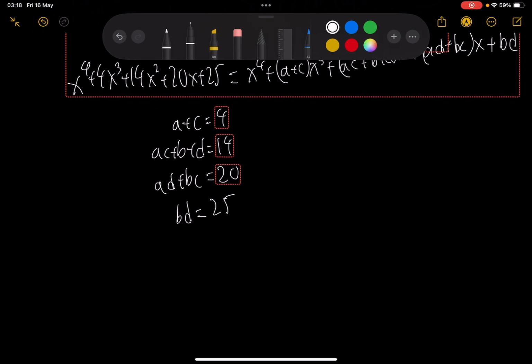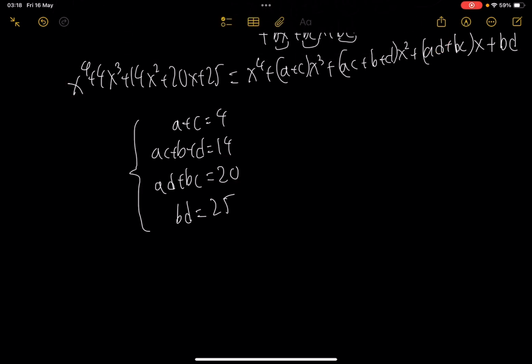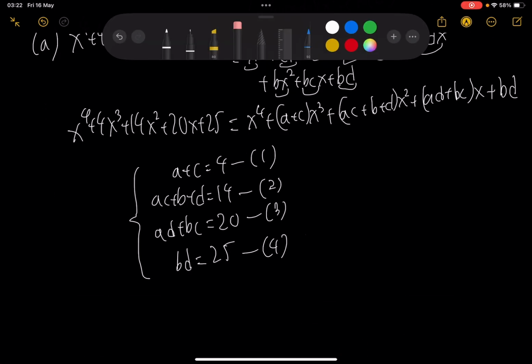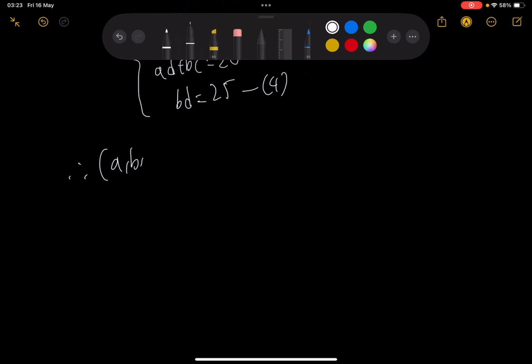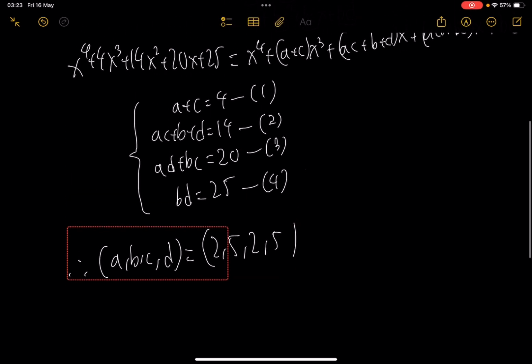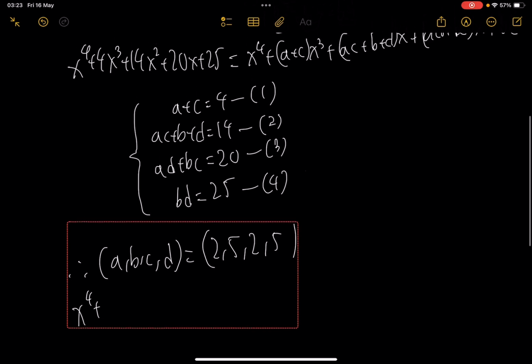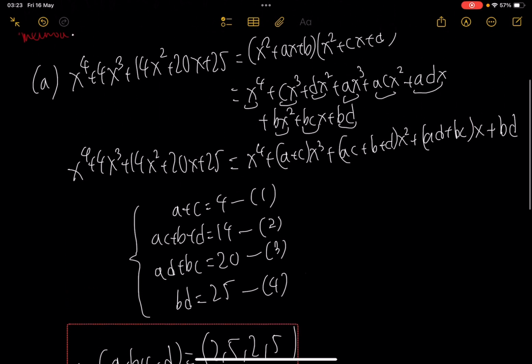And how should we start it though? This is going to be kind of confusing and hard to solve. Therefore, we are going to do this. By solving, you can get a, b, c, d is equal to 2, 5, 2, 5, like that. And then we are going to plug it back. You can get x power 4 plus x squared.